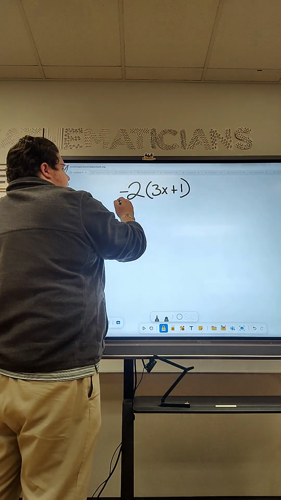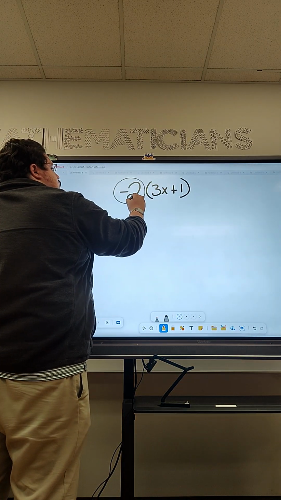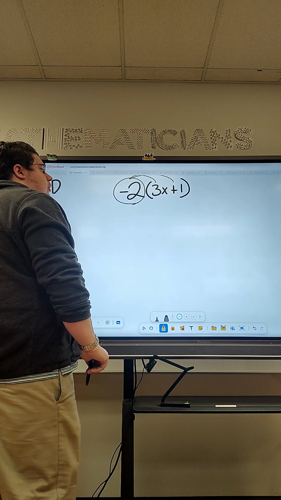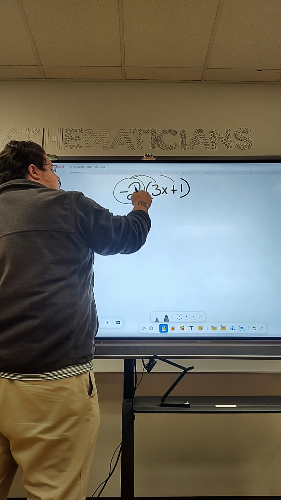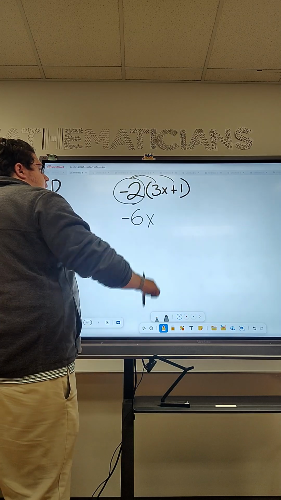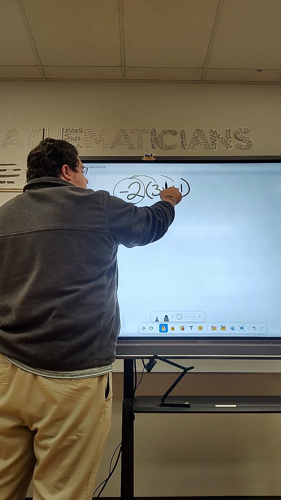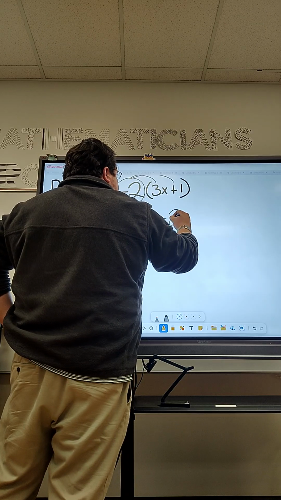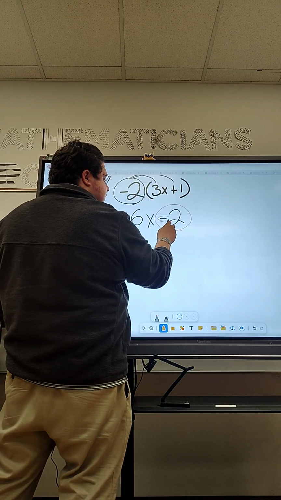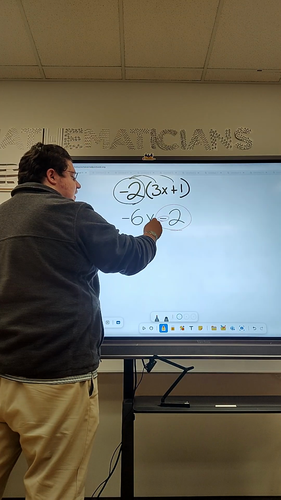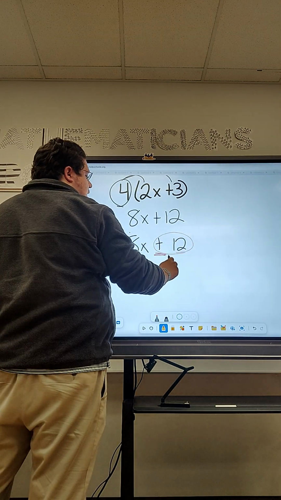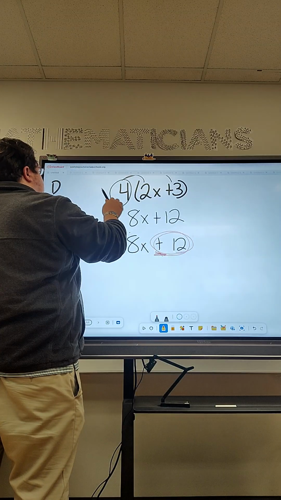If I were to multiply this one out by distribution, I'm going to do the negative 2 on the outside times the 3x and times that positive 1. Now, negative 2 times 3 is negative 6x, because that 3 has the x. And negative 2 times positive 1 is also negative 2. So now that I know that there is the sign here, this 2 is a negative 2, right? This 6 is a negative 6. Going back to this one, this 12 is a positive 12. So that's what those signs are kind of doing.